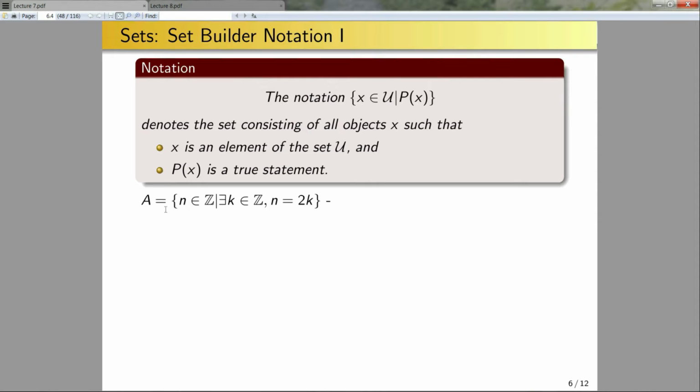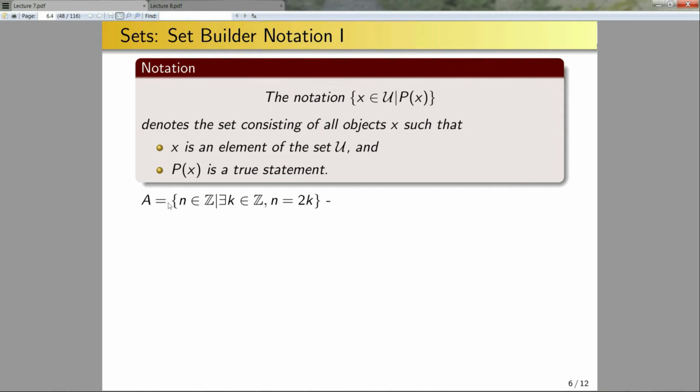So I could say, let A be equal to this set. What is this saying? Well, this is saying that A is the collection of all elements in the integers, so it's the collection of all integers n such that there exists some other integer k where n is equal to 2k. Pause the video for a second and think about what this set would actually be.